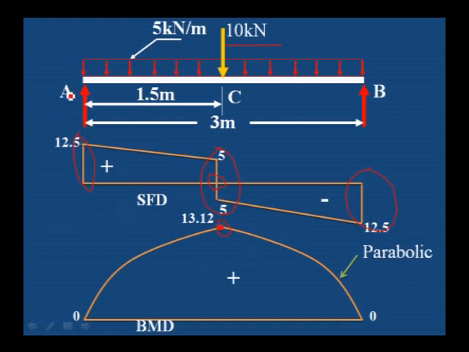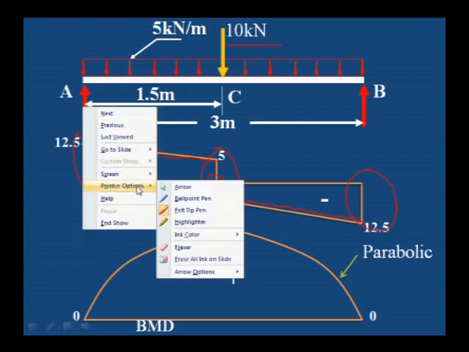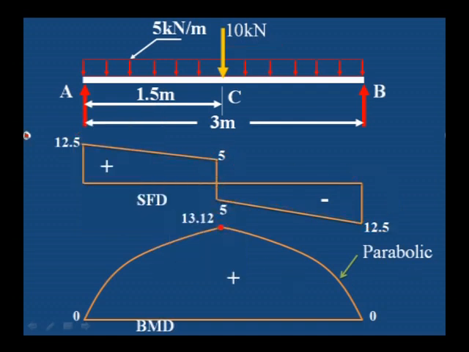And from A to B, because of the uniformly distributed load, the shear force diagram is sloping. This is the shear force diagram. What you can observe here is that wherever the point loads are there, there is a drop, and wherever the uniformly distributed load is there, there is an inclined line. And then this bending moment diagram is very simple. Just draw a horizontal line, mark the midpoint value 13.12 and join with a parabolic curve. This curve should be parabolic.